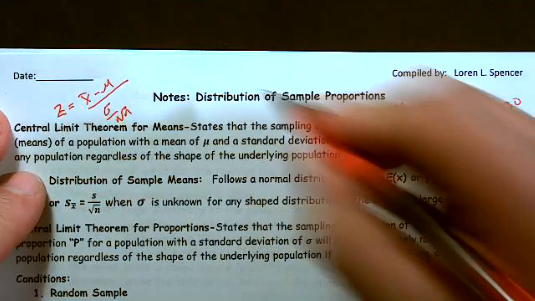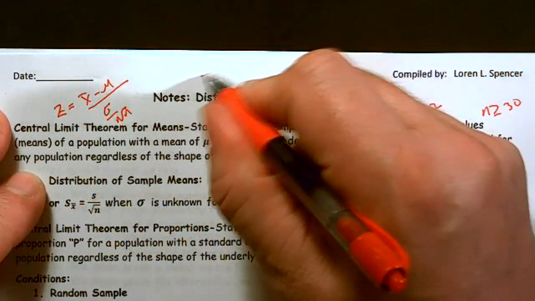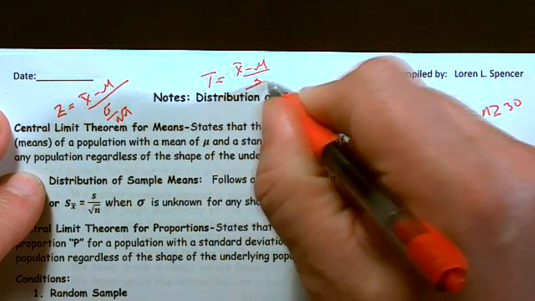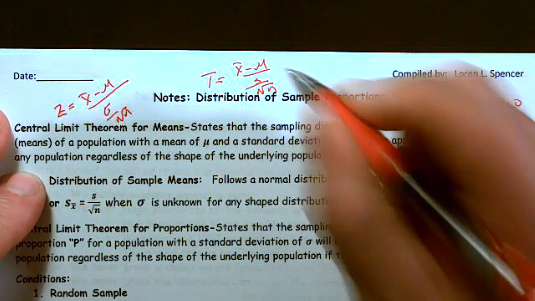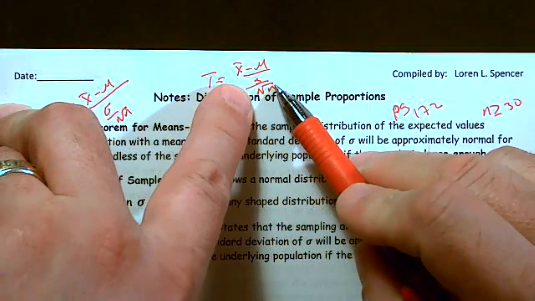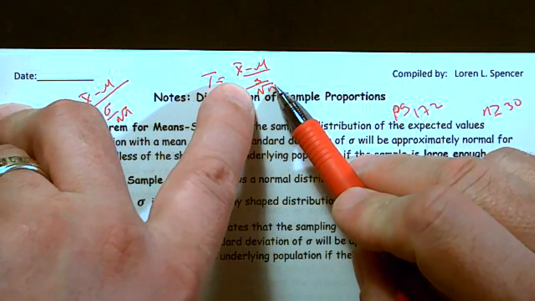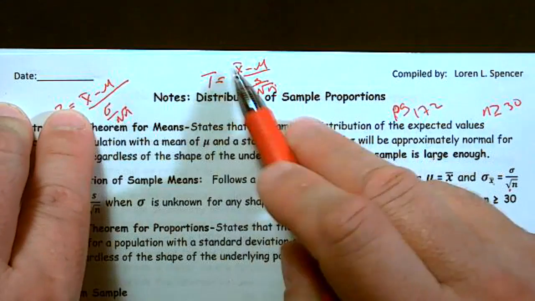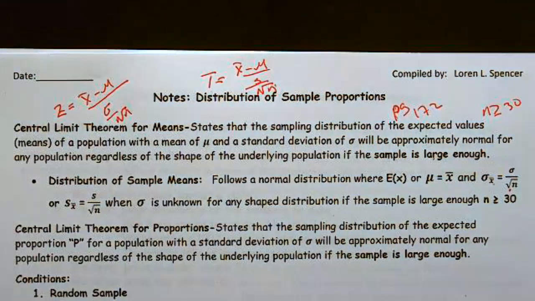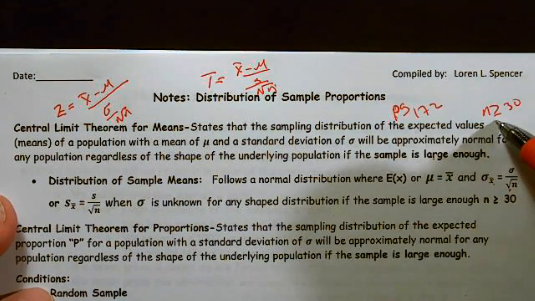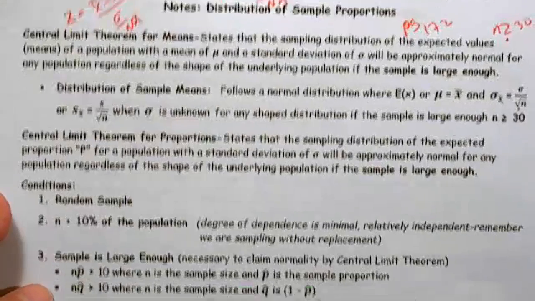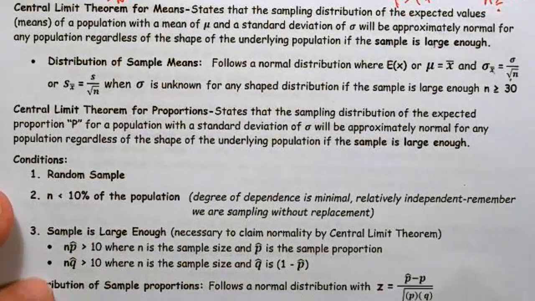And we also said t equals x bar minus mu over s divided by square root of n. So that's all that's really saying, that this is our standard deviation if we use a sample standard deviation, and this is our population standard deviation if we use a population, and we're working with a distribution of means. But the requirement was that we needed a sample size of 30 or more to be large enough, or the underlying population had to be normal.